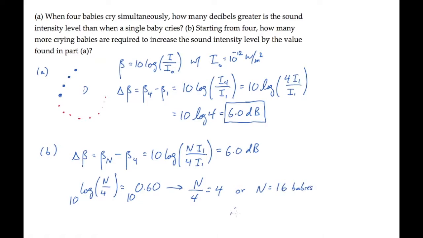We started out with 4 crying babies. We need 16 crying babies altogether. That means we need to add 12 more crying babies to increase the sound intensity level by 6 dB.